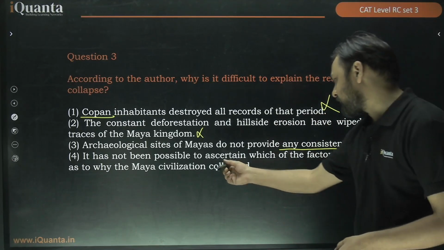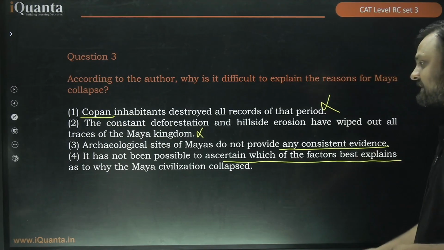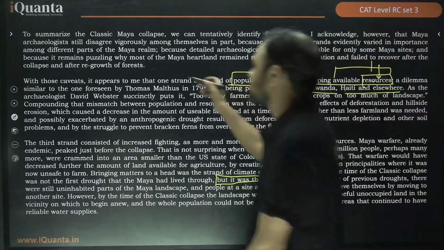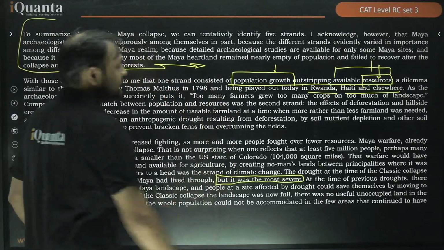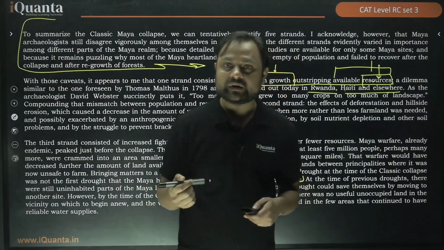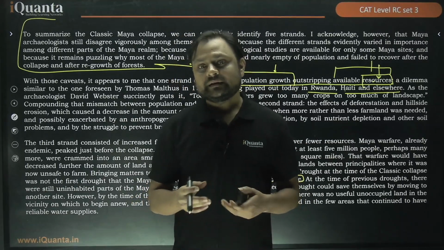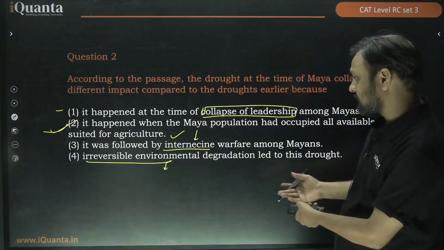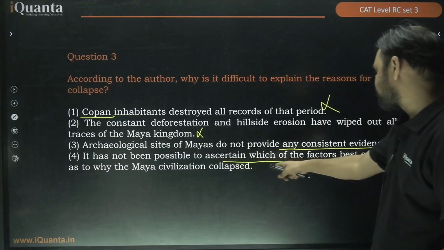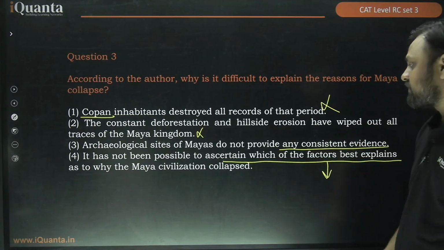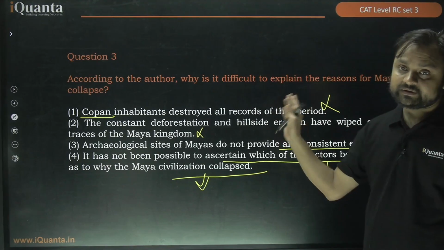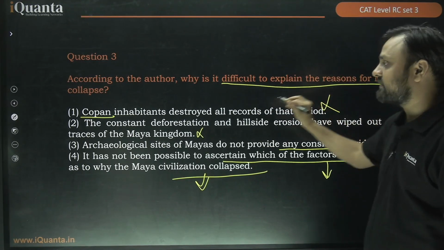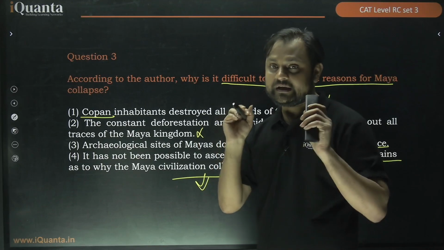It says that it has not been possible to ascertain which of the factors best explains why the Mayan civilization collapsed. Is it true? It is certainly true, and that is what the author is trying to say here in this first paragraph. The author is only saying that I think there are 5 strands, but archaeologists might disagree with me for this and that reason, and you cannot actually pinpoint the exact reason, because it is not possible to ascertain which of the factors can best explain why this civilization collapsed. And yes, it is true, and the author has made it very clear in the first paragraph, and that is why it is very difficult to explain the reasons for Maya collapse. You cannot explain the exact and most accurate reason.